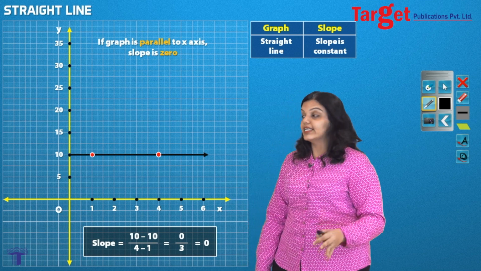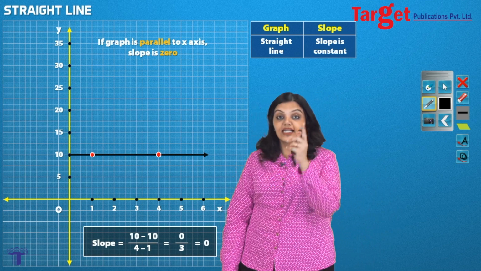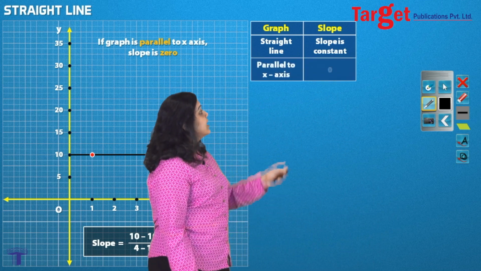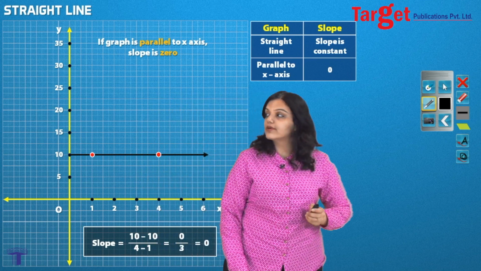Every time you have a line which is parallel to the x-axis, the slope is going to be 0. Let's put that down in this table here. Every time you have a line parallel to the x-axis, you're going to get a 0 slope.